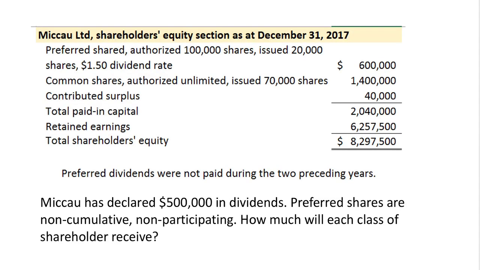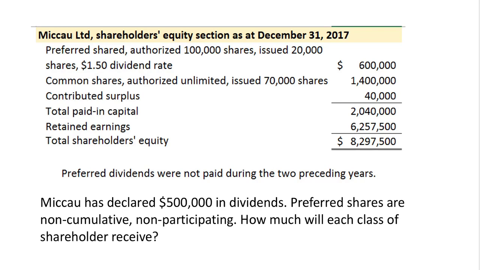It's all very nice to know all of the theory, but you know what it's like in an accounting course. At some point, you've got to be able to crunch the numbers. So we're going to look at how you determine the amount of dividend that's distributed to the common shareholders versus the preferred shareholders. We're going to do that using this example.